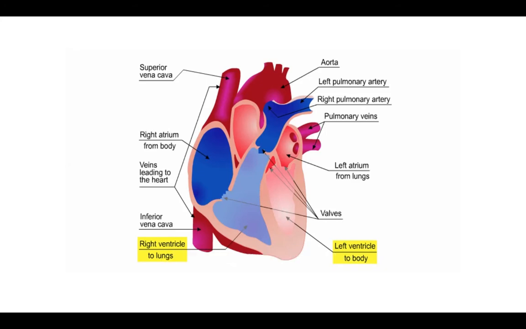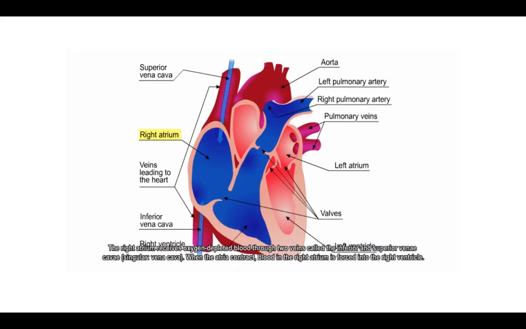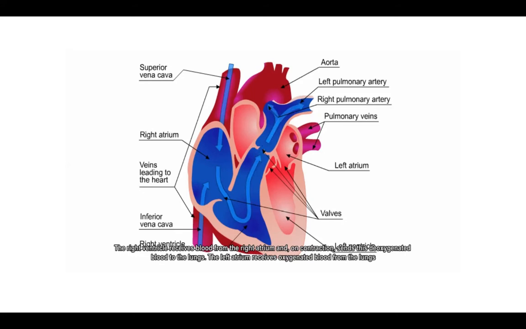The right atrium receives oxygen-depleted blood through two veins called the inferior and superior venae cavae, singular vena cava. When the atria contract, blood in the right atrium is forced into the right ventricle. The right ventricle receives blood from the right atrium and, on contraction, sends this deoxygenated blood to the lungs.